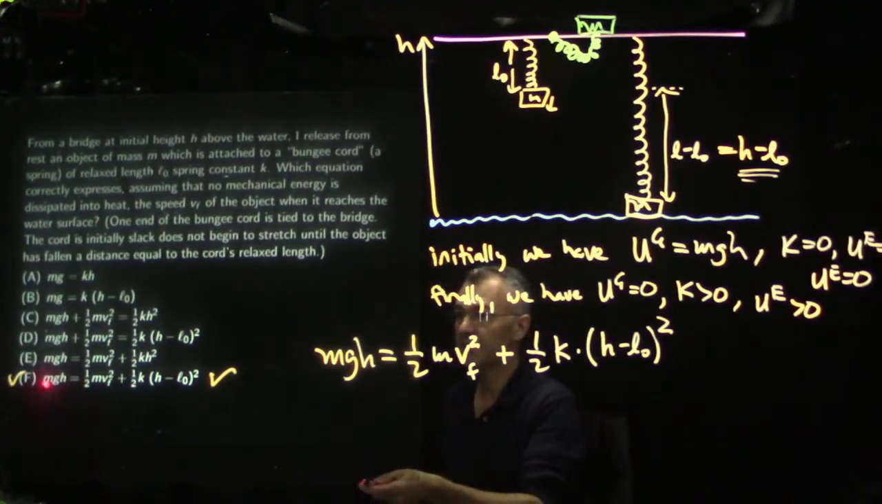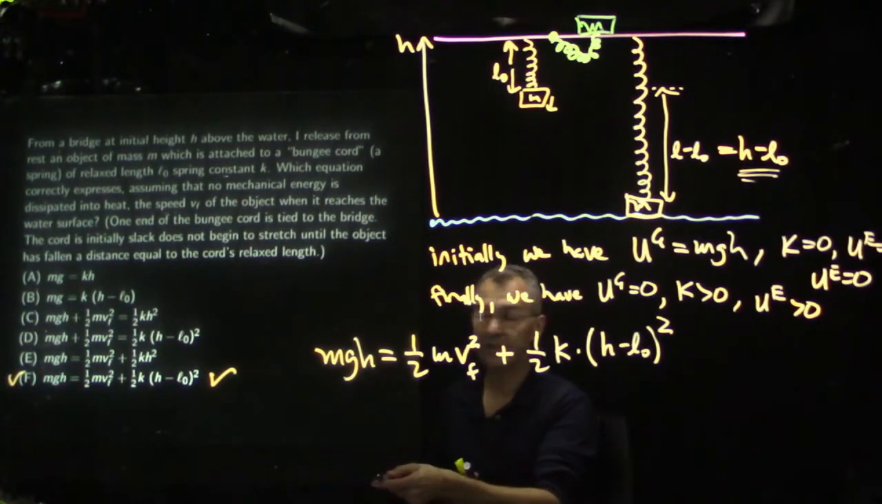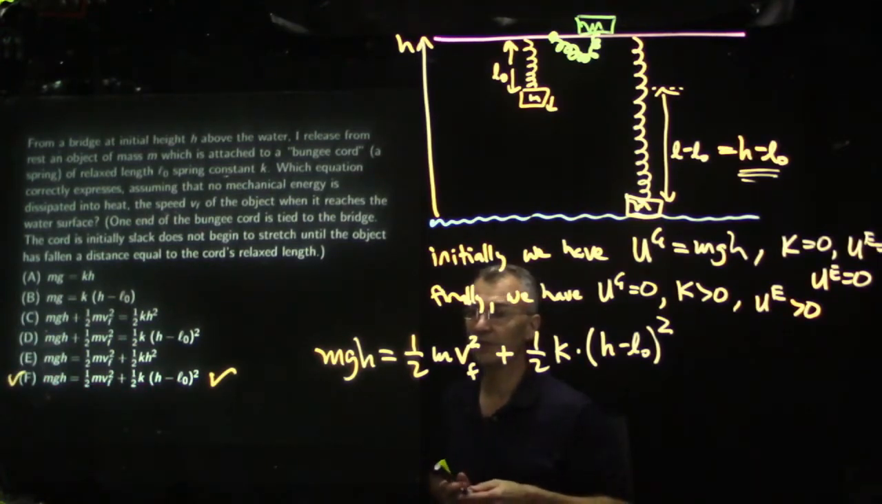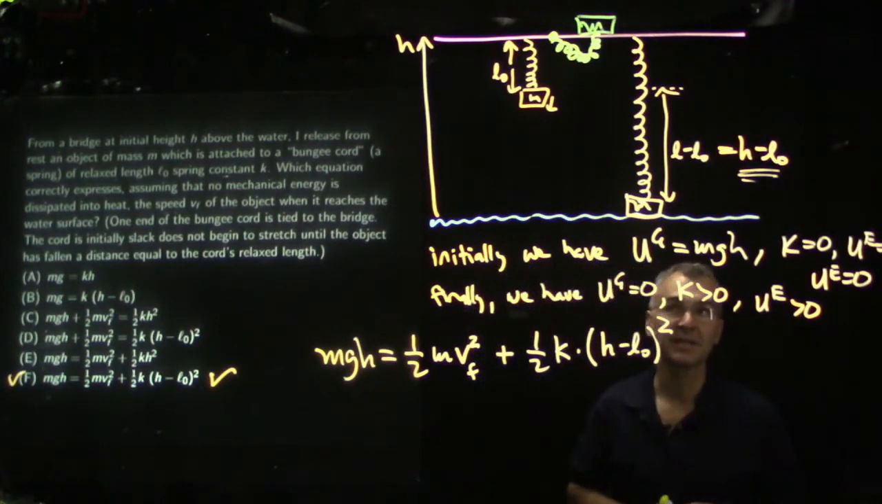So mgh is our initial energy. It's all gravitational potential energy. And then we have 1/2 m v final squared. That's our final kinetic energy. And we have 1/2 k (height minus relaxed length) squared. I think I like that. This will reappear, I think, on a worksheet.